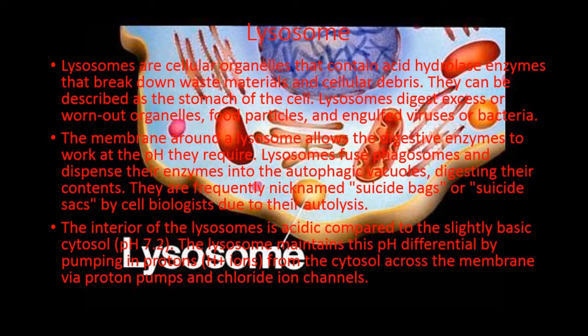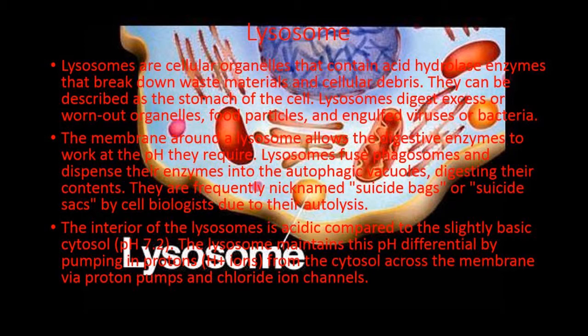The lysosome maintains this pH differential by pumping in protons from the cytosol across the membrane via proton pumps and chloride ion channels. The lysosomal membrane protects the cytosol, and therefore the rest of the cell, from the degradative enzymes within the lysosomes.